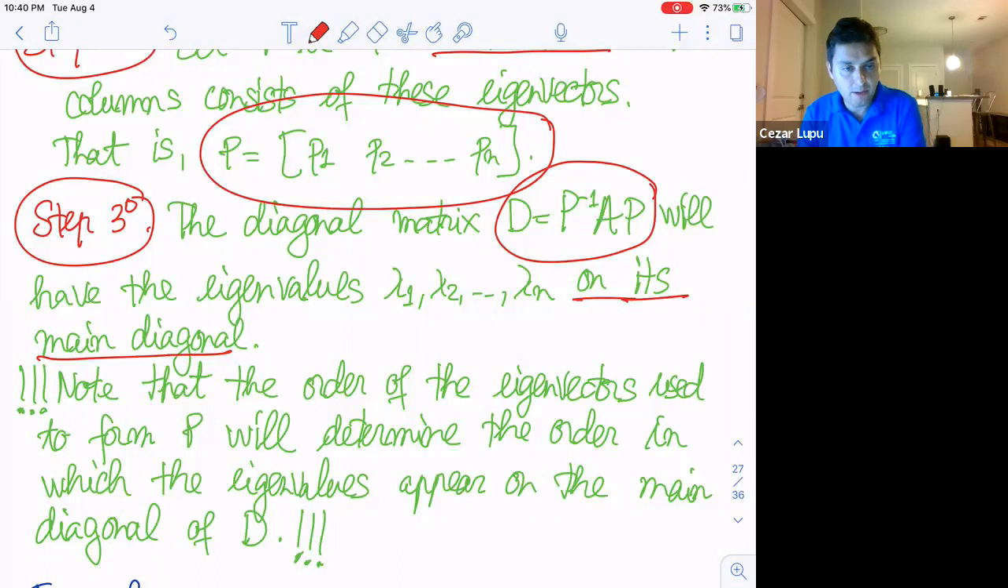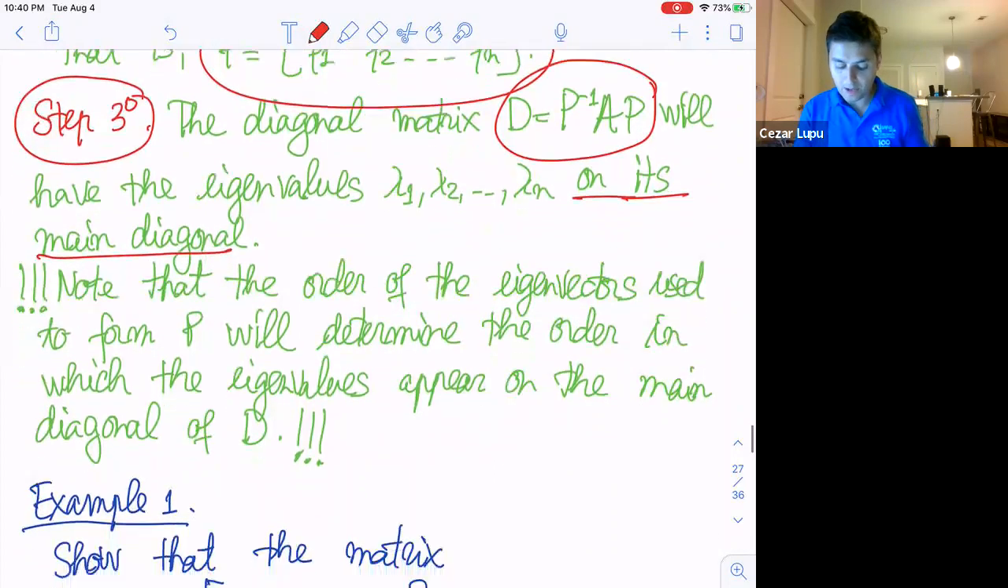And now I want to point out a remark here. Note that the order of the eigenvalues used to form P will determine the order in which the eigenvalues appear on the main diagonal of D. Pay attention, this is very important. So if you consider, I don't know, lambda 1 equals 2, lambda 2 equals 0, and lambda 3 is 100, then make sure you take into account the order in which the eigenvalues appear on the main diagonal of the matrix D. Okay, let's see an example.